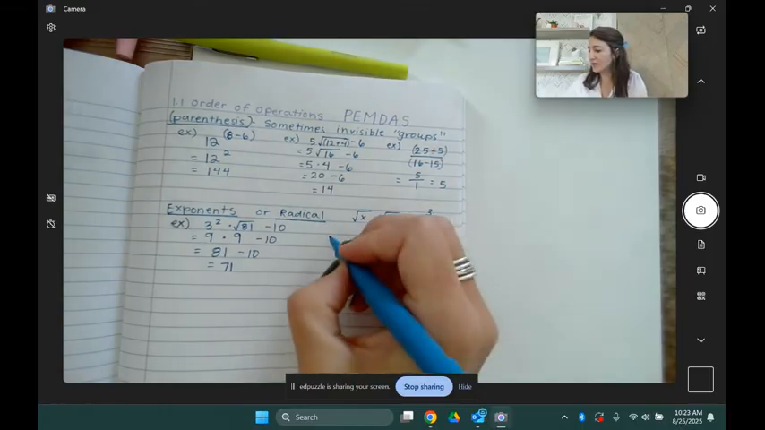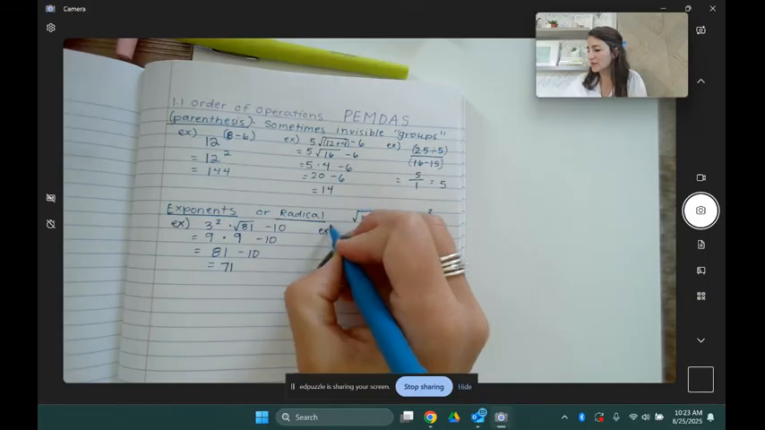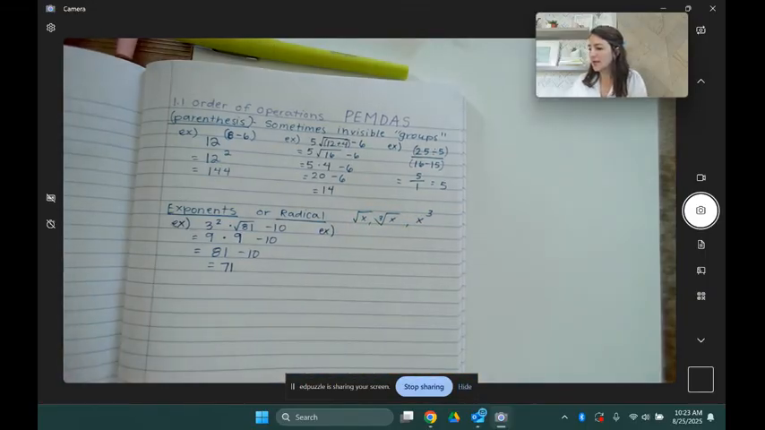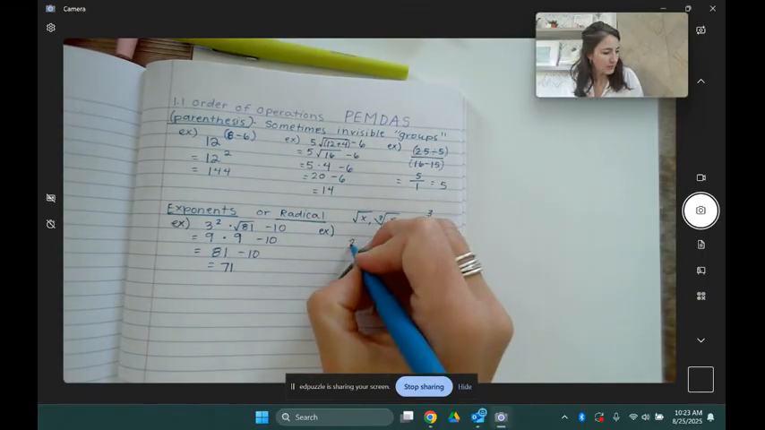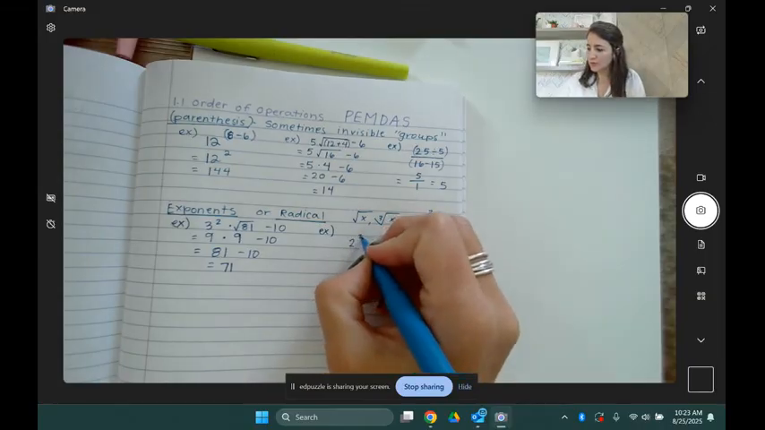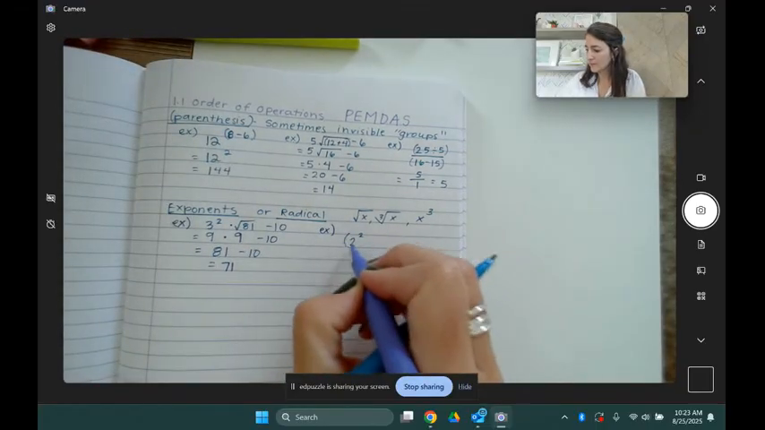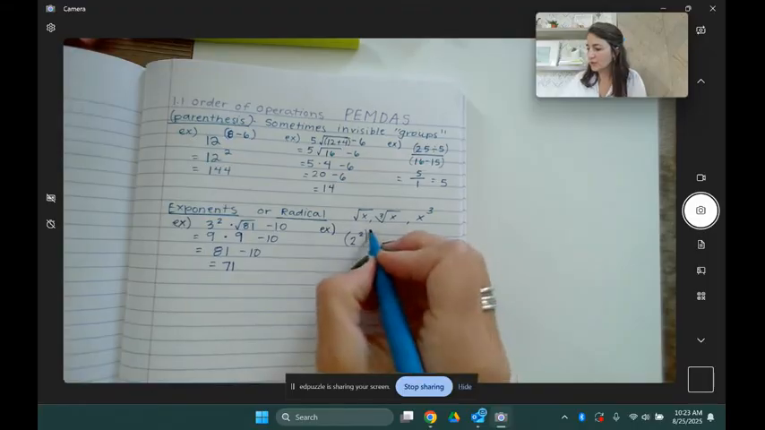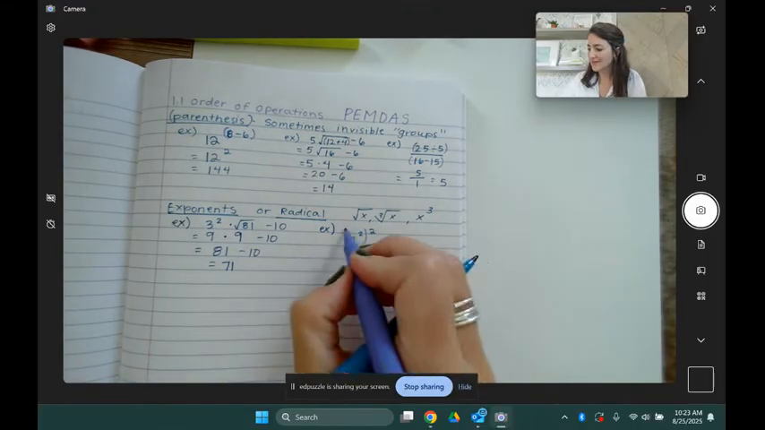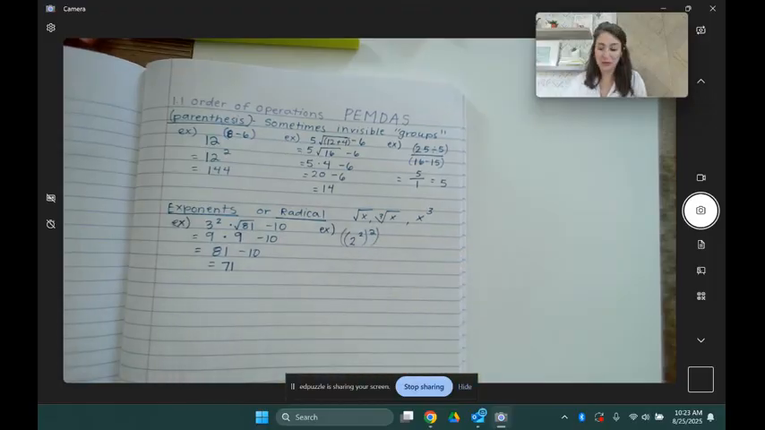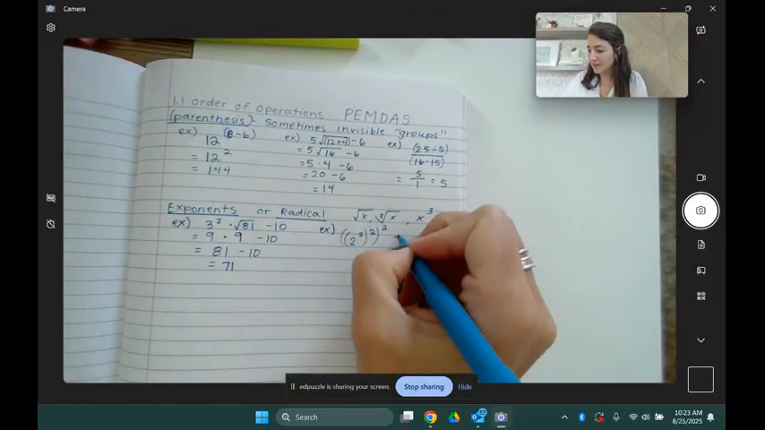Here's another example of that. This one looks a little messier. Let's say I've got 2 to the 2 to the 2 to the 2 divided by 2.